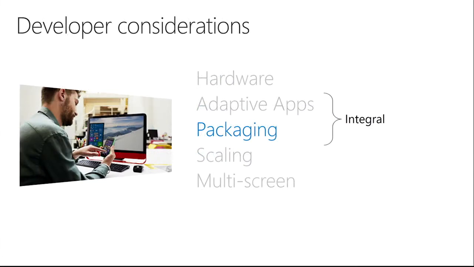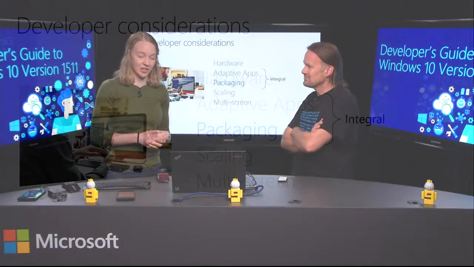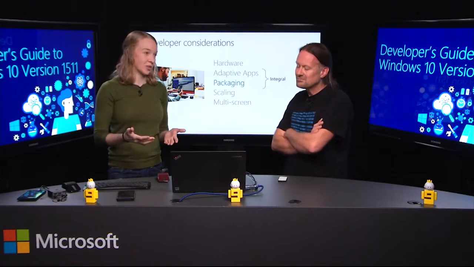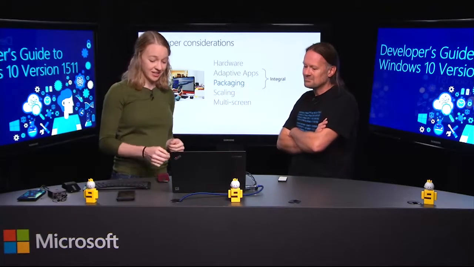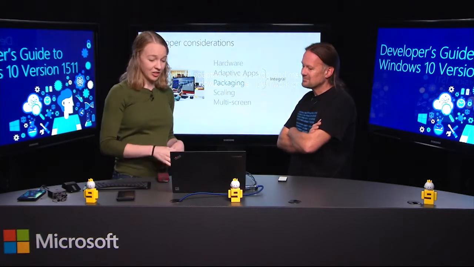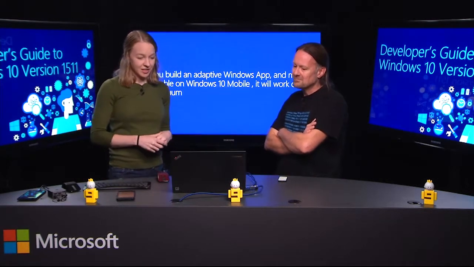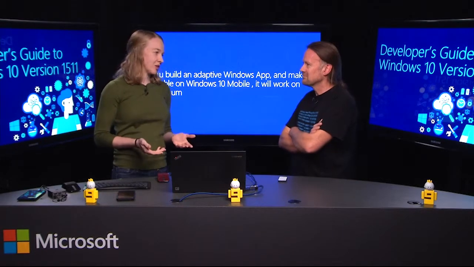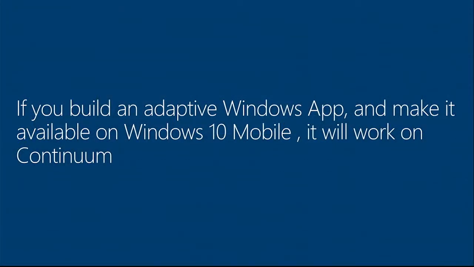So, to summarize that part of it, the most important thing you can do to work great on Continuum is build an adaptive app. I'll go through a few more considerations for you now, but that one is really the most important to your success. So just a couple of points on how to think about packaging your Windows apps. In summary, if you build an adaptive Windows app and it's available on Windows 10 Mobile, it will work on Continuum by default.